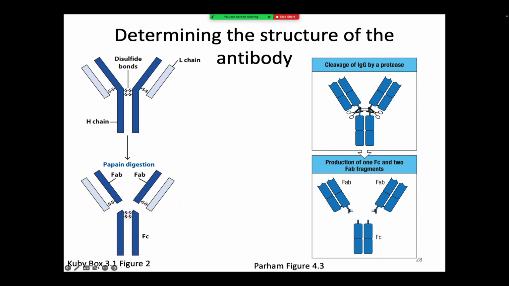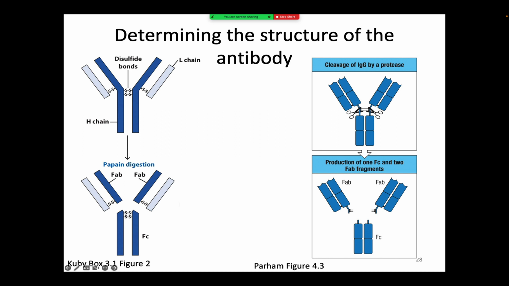And what they found is that these little pieces still had the ability to bind antigen. This part that had the light chain and this piece of the heavy chain still could bind antigen. They in fact named this piece the Fab fragment. You can see it in your textbook, the Fab fragment as well. The name of the Fab fragment was the fragment that had antigen binding. So this could bind antigen, so it was the fragment with antigen binding, and they called it the Fab fragment.